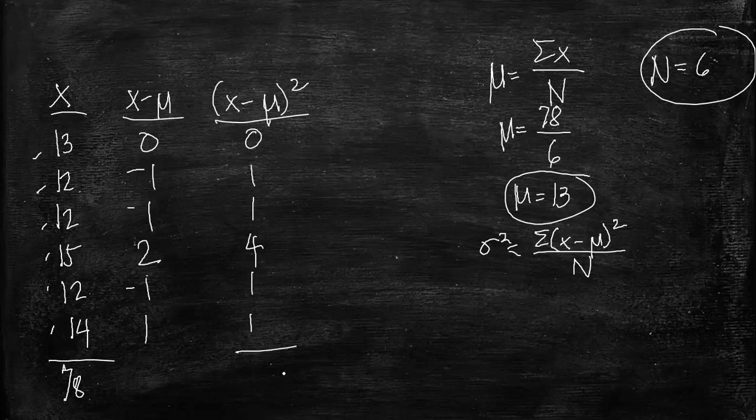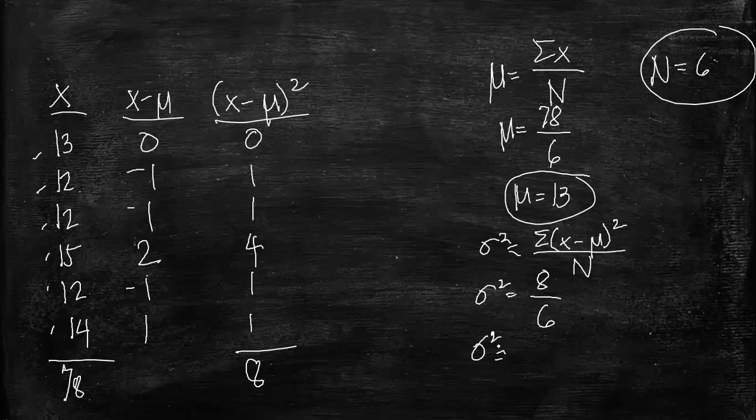Ilan yung total? Yun na 8 yung summation of x minus mu squared. So, that is 8. Okay. Sigma squared is equal to 8 over ilan yung n? That is 6. So 8 over 6, that would be ilan? O, ilan yung 8 over 6?